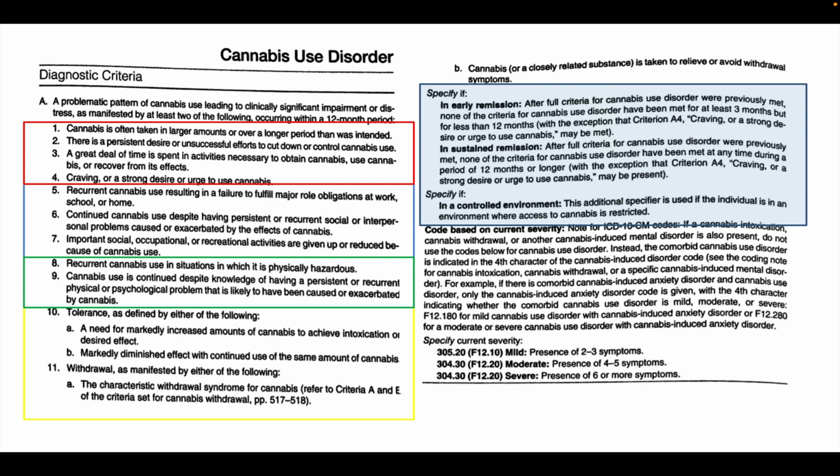It's also important that we specify whether this is in a controlled environment or not. For example, if they have gone to jail, they can't use, and so they're not participating in any of these criteria, but that's not the same thing as them being outside of prison or jail and having access to those drugs and not participating in the criteria.